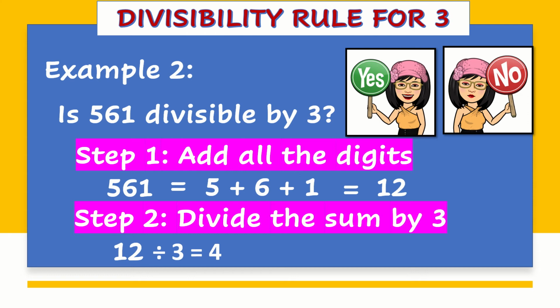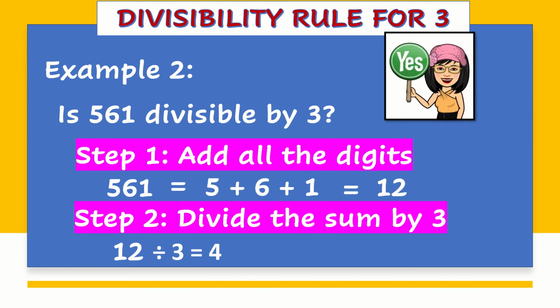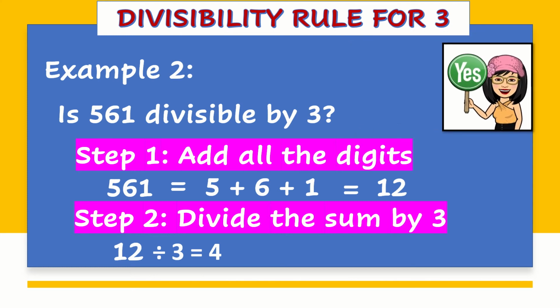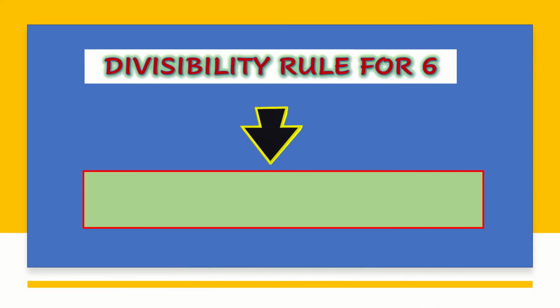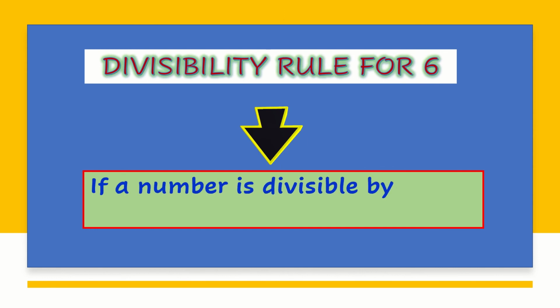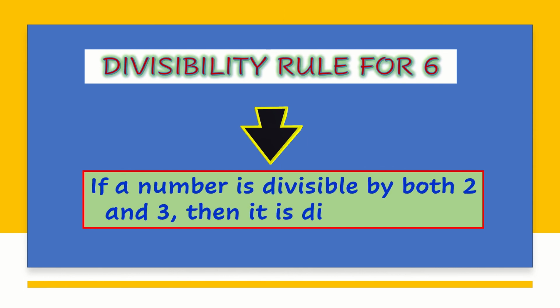Therefore, there is no remainder. So 561 is divisible by 3. It is a yes. Let us go to the divisibility rule for 6. If a number is divisible by both 2 and 3, then it is divisible by 6.